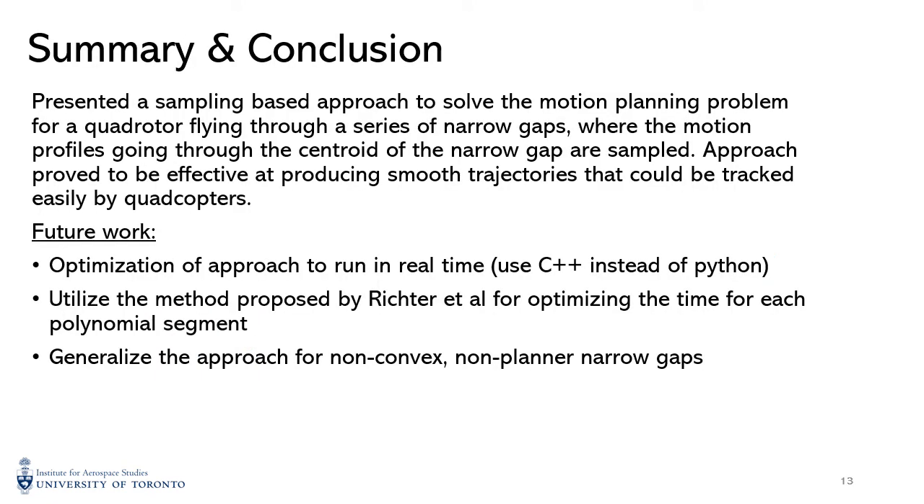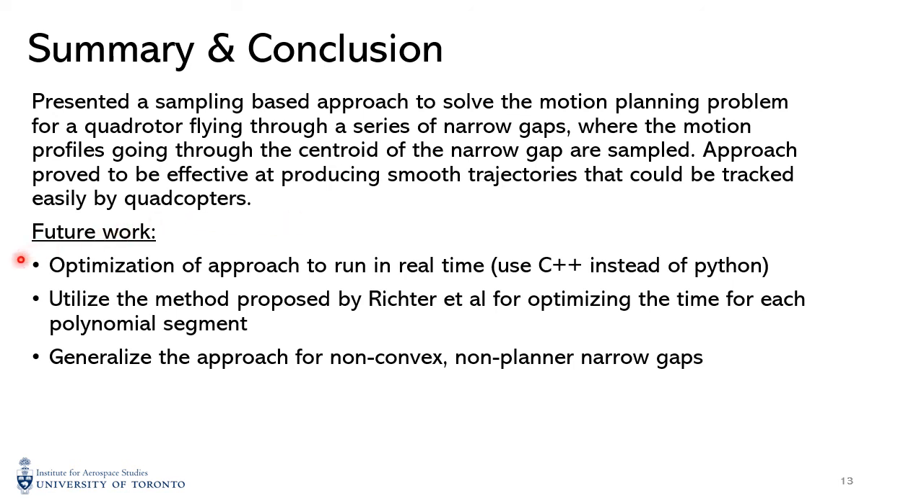So to sum up, the approach presented in this project aims to solve the motion planning problem for a quadcopter flying through a series of narrow gaps. The key aspect of the approach is that instead of doing RRT star sampling in the vicinity of the narrow gap, the set of all possible motion profiles going through the centroid of the gap is sampled instead, and that helps improve the robustness of the solution. The approach has proved to be effective at producing smooth trajectories that can be tracked by the quadcopter, and has proved to perform similarly to its benchmark, RRT star with a polynomial steer function.